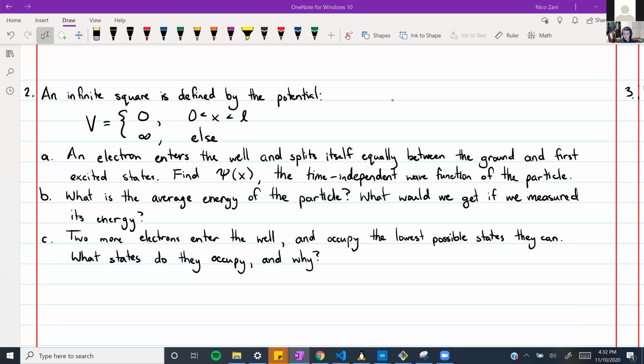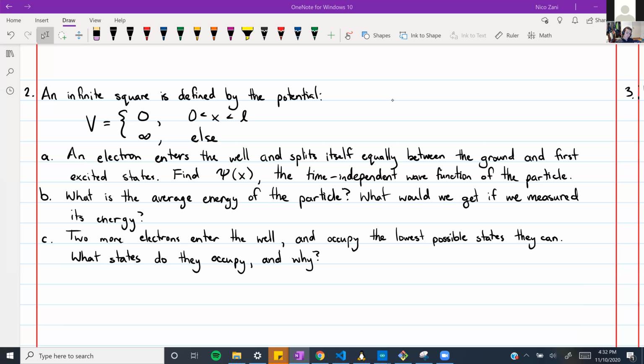I have a question. Oh, you're muted. Sorry. So yeah, for 2A, it says splits this up equally between the ground and first excited states. Well, I can create a wave equation for the ground state and the first excited state, but past that, I'm not sure what to do. How do you make an equation for the ground state and the first excited state?